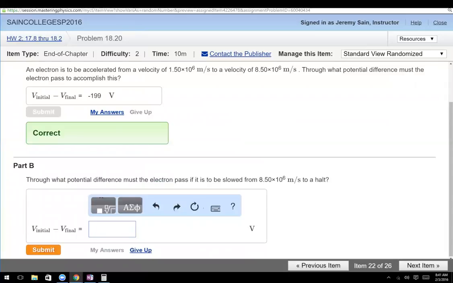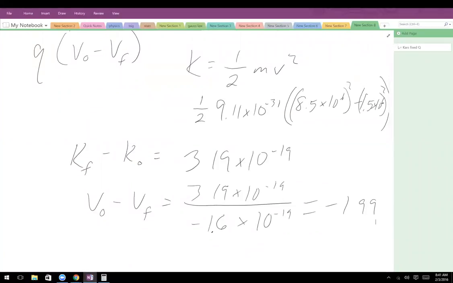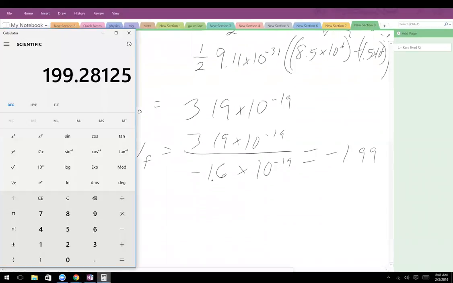Okay, so for the same thing, if it's going to be slowed down from that to a halt, you're going to do exactly what we just did. The only difference is now the final is 0, so you change that one to 0 and change that one to 8.5. But otherwise, it's exactly the same. So let's go ahead and do it just real fast. It shouldn't take very long.